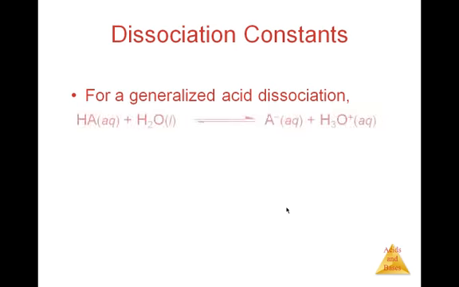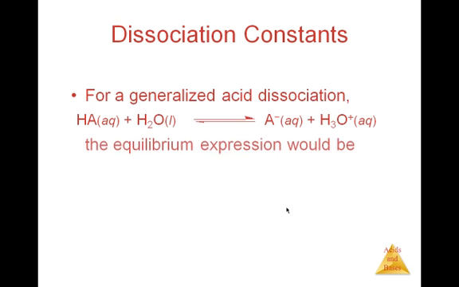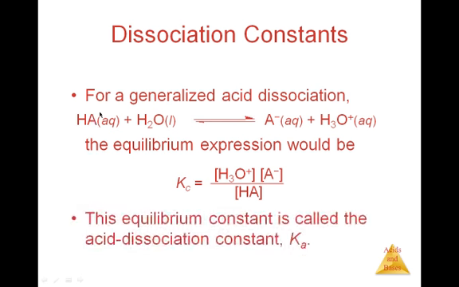All right, dissociation constants. For a generalized acid dissociation, notice it says HA. The A just refers to whatever the other part of the acid is. So if it's HCl, the A is Cl. If it's HBr, the A is Br. The equilibrium expression is the following. Kc is equal to the concentration of your products, with their exponents being their coefficients, which are just 1 on this one, over the concentration of your reactants. And notice H2O is not written down because it's liquid.